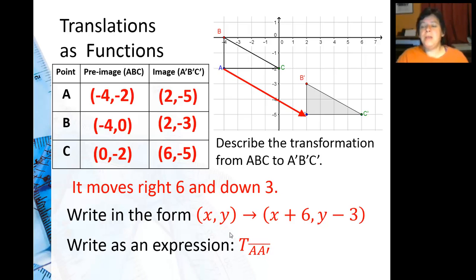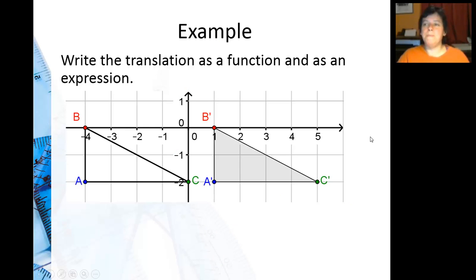Now we can always write this as an expression. And the way you do it is you do this T for translation. Then you say the 2 points, the original point on the pre-image and the final point on the image. So in this case, I could say A to A prime, or I could say B to B prime or C to C prime.